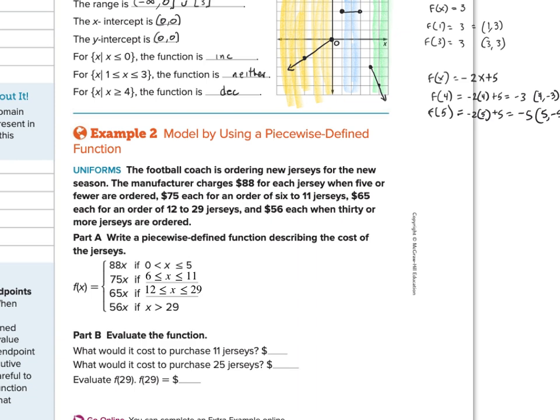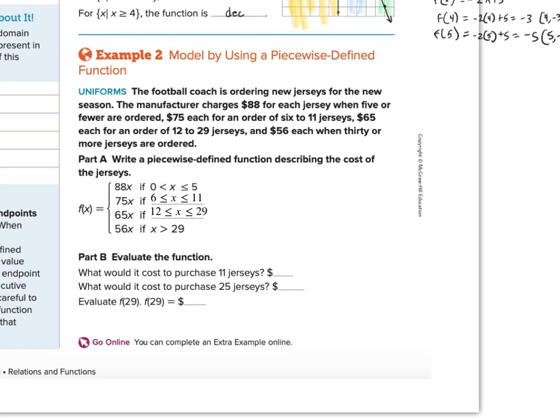So thinking about that, what will the cost be to purchase 11 jerseys? Okay, this is the 11 jersey category, so it would be 75 times 11 is equal to, and we come up with a value. What would be the cost of purchasing 25 jerseys? Well, it would be 65 times 25, which is equal to. So we have to keep in mind that when we are determining the criteria, we have a different value that we're charging. And then evaluate f of 29.